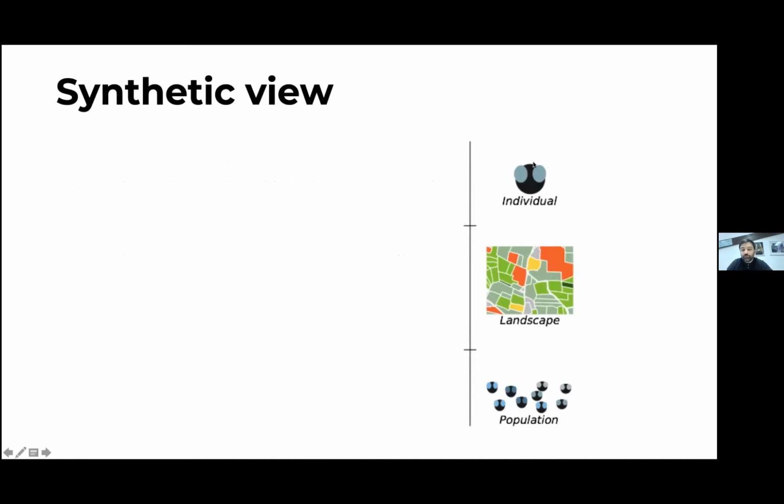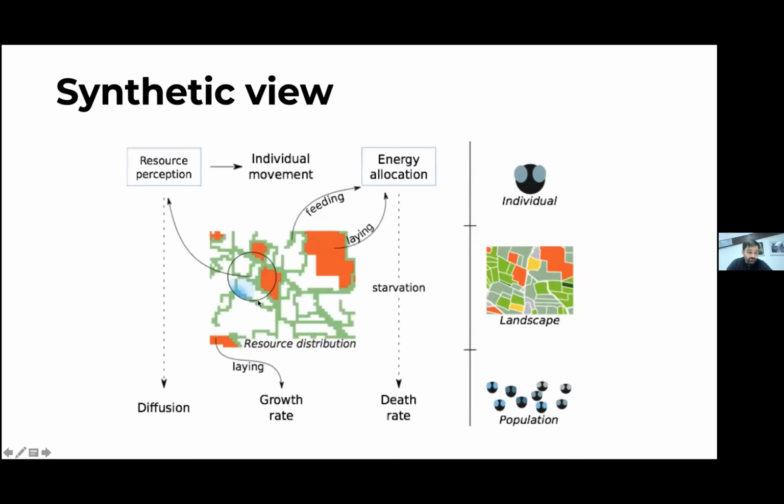What we want to do is to take into account the individual behavior inside a landscape, to go from the individual behavior to the population behavior. So imagine I am a fly in the landscape. I look around me, at what I can see. I look for the resource around me, using my resource perception. The green edges are the feeding sites, and the orange ones are the laying sites. I'm looking around me and I see some feeding site, and a laying site.